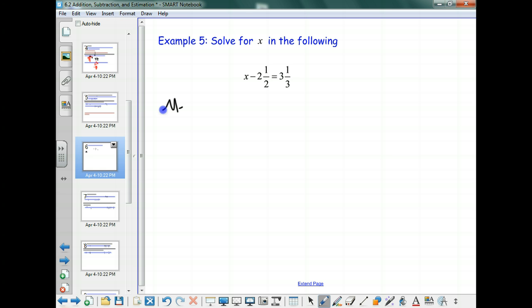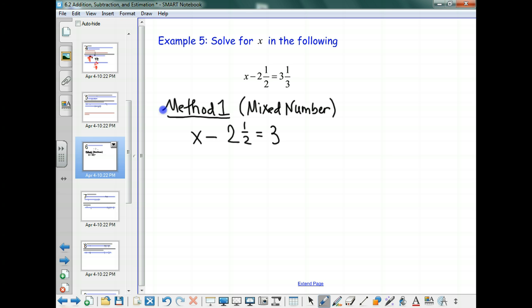There's one method. Let me ask you, what method do you remember? If you were solving this problem, what would you do? Okay. Kayla's approach is what I'm going to call the mixed number approach. Kayla wants to take x minus 2 and 1/2, which equals 3 1/3, and add 2 and 1/2 to the other side.